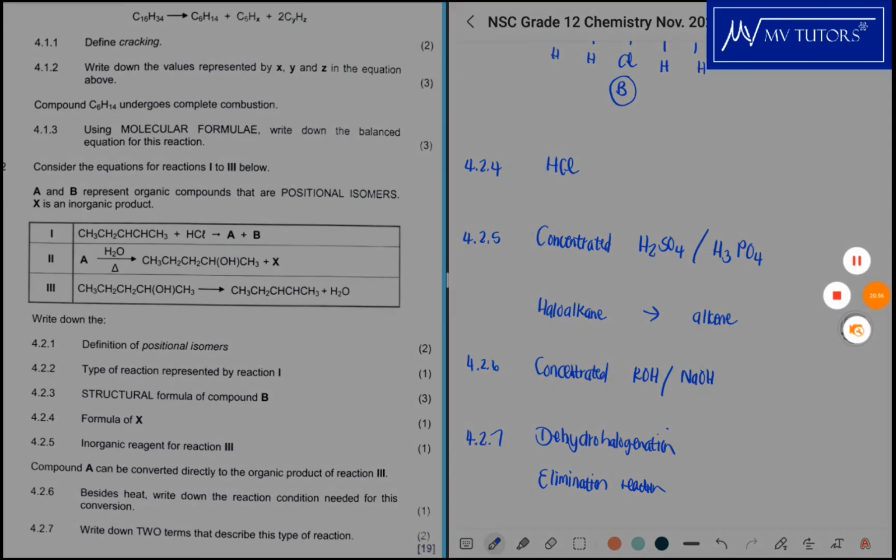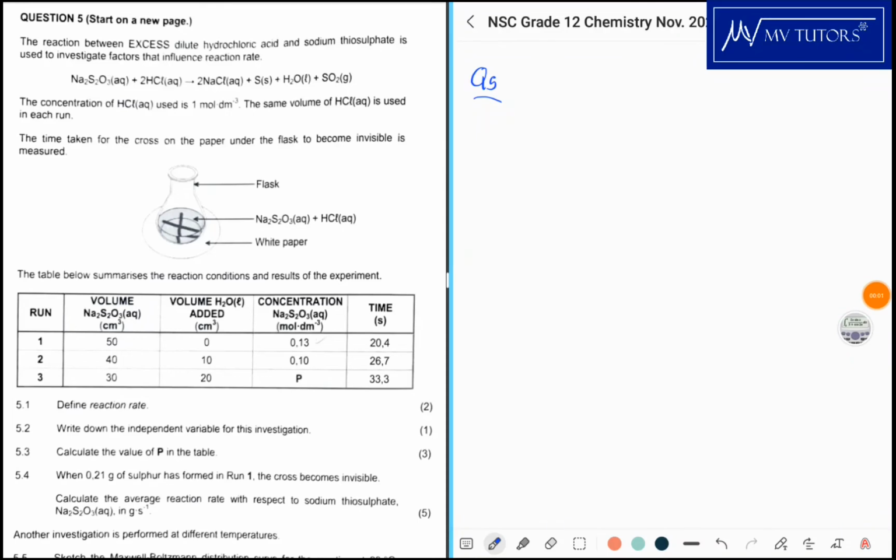How much time did we spend? 20 minutes. Not so bad. All right, we are halfway there. So we're going to look at the topic of rates of reaction. And let's read what it says.